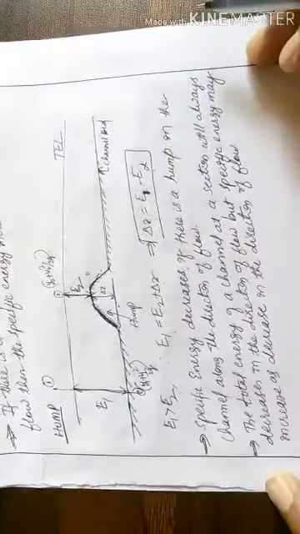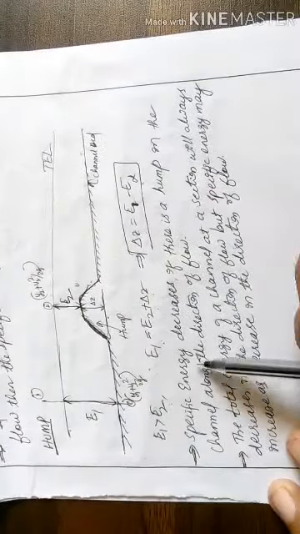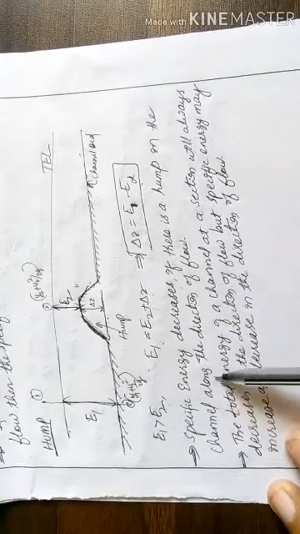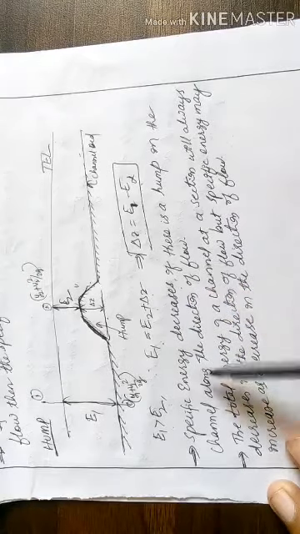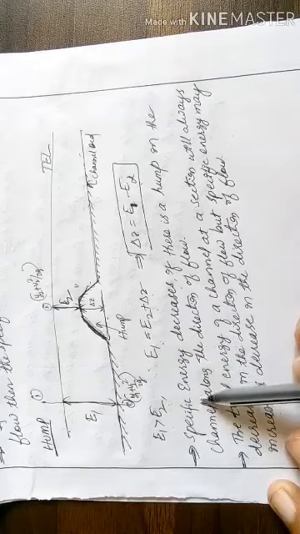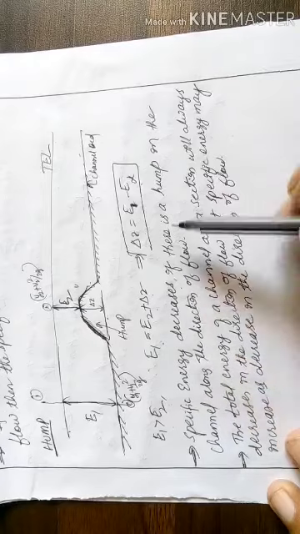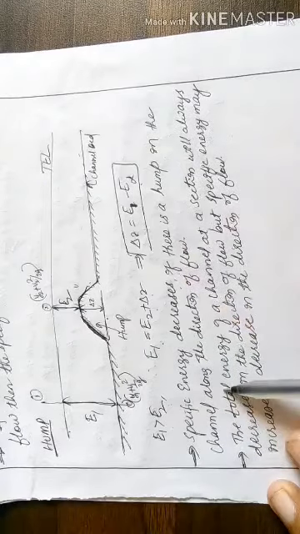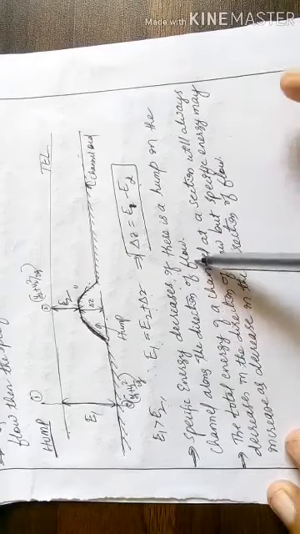So again, what is our conclusion here? Specific energy decreases if there is a hump in the channel along the direction of flow. So if we come across any hump in a channel, then the specific energy decreases.